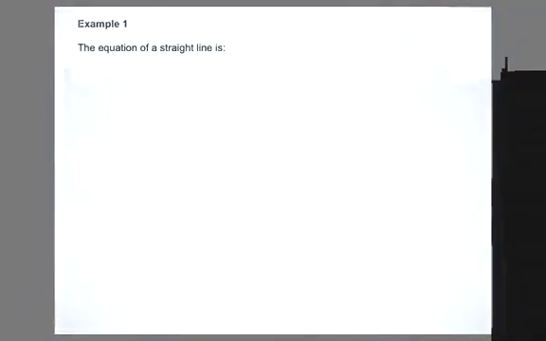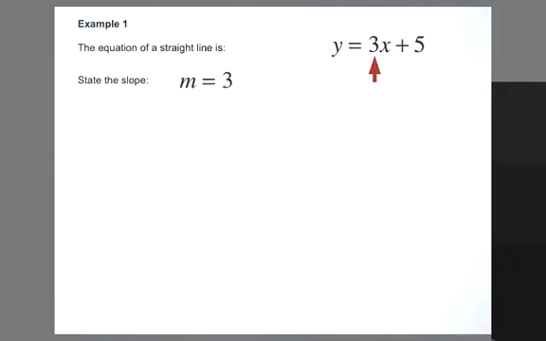Example. The equation of a straight line is y is equal to 3x plus 5. State the slope. Well, the slope is the first number. Our slope here is 3. State the y-intercept. Well, the y-intercept is the value added afterwards. It could be negative and it could be positive. In this situation, it's positive 5. We call this b. b is equal to 5.